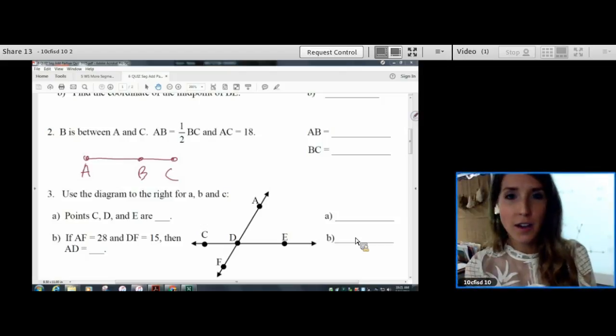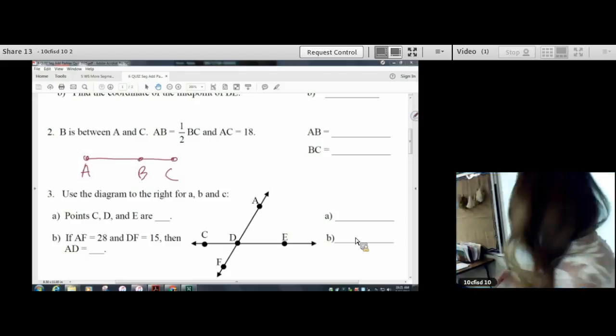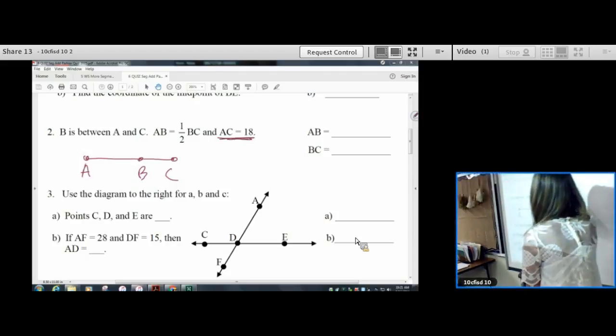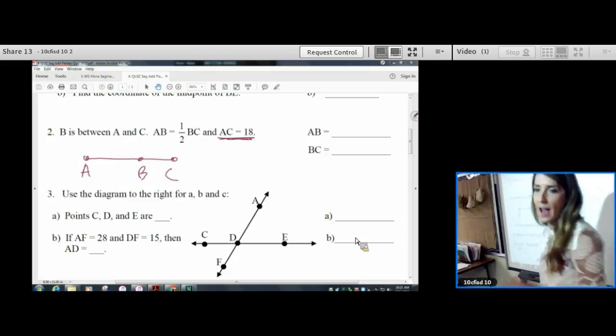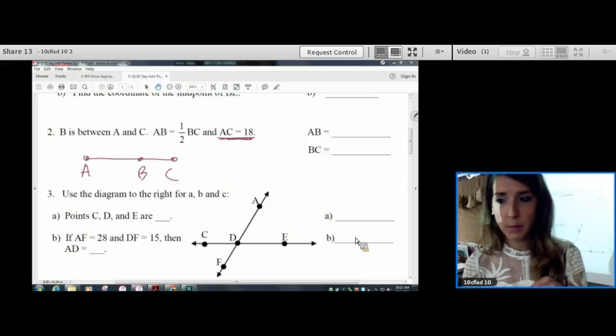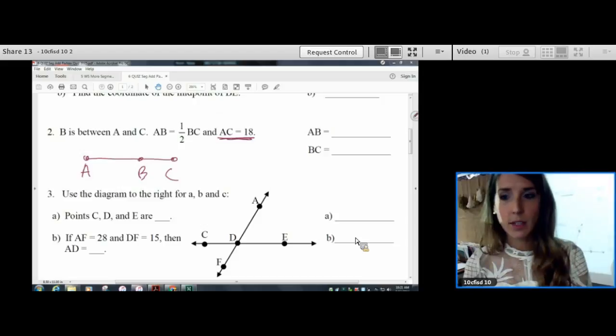Here's what we're not going to do: 18 divided by 2 and put 9 and 9. That is what we're not going to do, because AC is 18. You can't plug that in there and just take 1/2 of 18. So be careful on these problems. We are not dividing by 2 here.